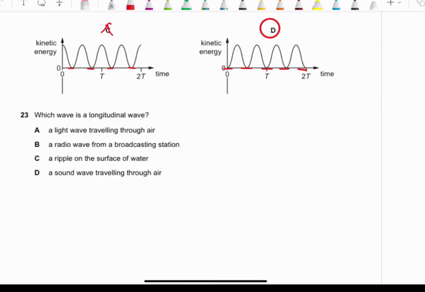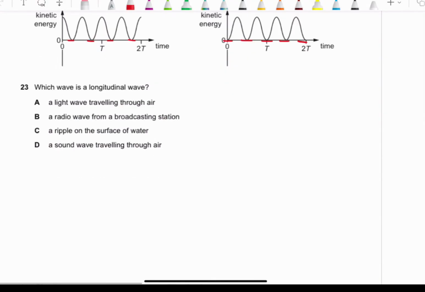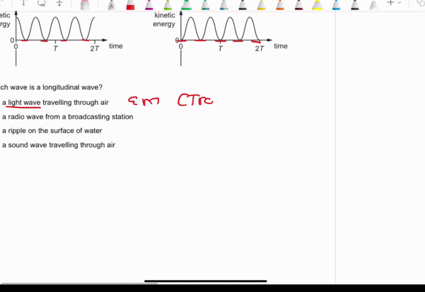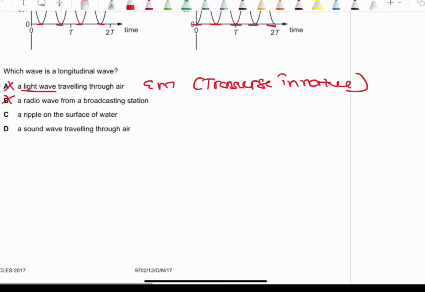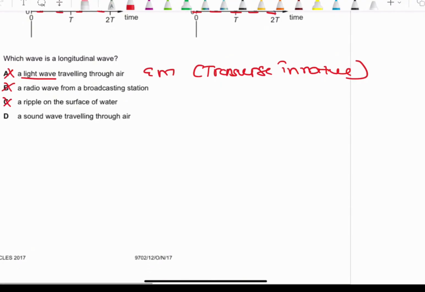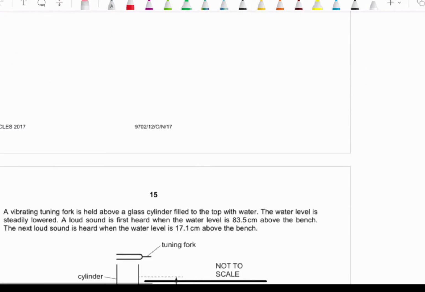Which wave is a longitudinal wave? A light wave is an EM wave, and EM waves are transverse in nature, so it can't be a light wave. Radio wave, that's an EM wave again, so that's out. Ripple on the surface of water: water waves are basically transverse waves, so they're out. And the sound wave is the only longitudinal wave that exists.